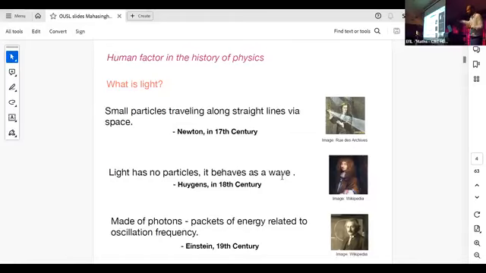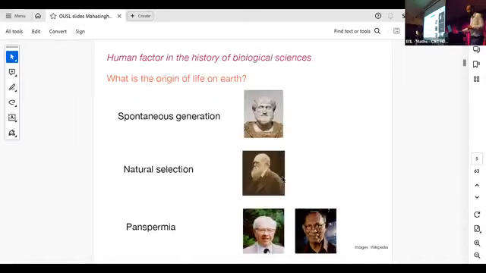So this is about the physical sciences, right? Physics particularly; what is light is a question that belongs to physics, and that's how physics progresses. About the life sciences or biological sciences, there are so many debates and controversies. If you take the very fundamental question, what is the origin of life on Earth? Well, first Aristotle said it is spontaneous generation, that flies and small creatures originated from inorganic materials, right?